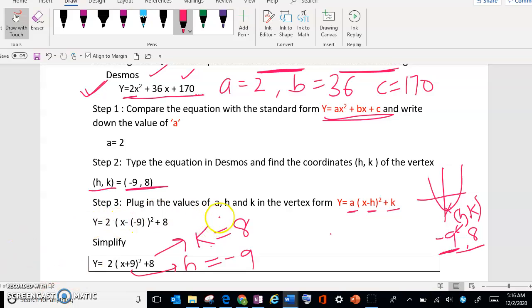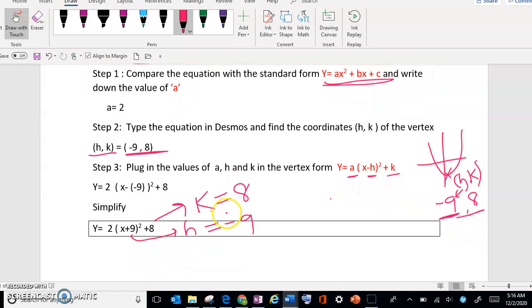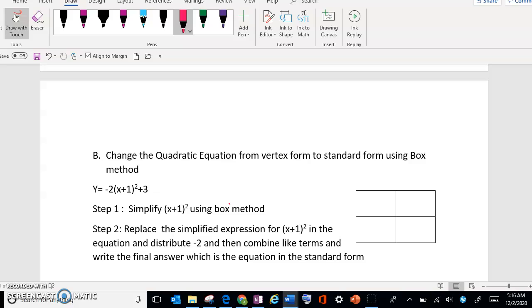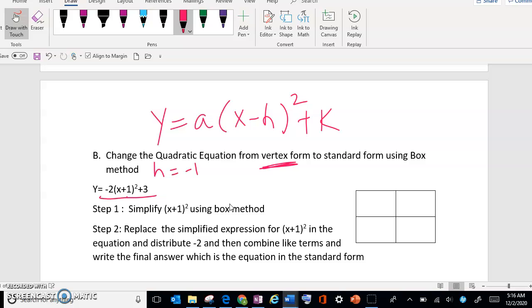Okay, let's move to the other form, changing the vertex form to the standard form now. So what is the vertex form? y = a(x - h)² + k. So this equation is written in the vertex form, where our h is the opposite of the inside. So h is -1 and k is 3, and we're going to change it to the standard form.